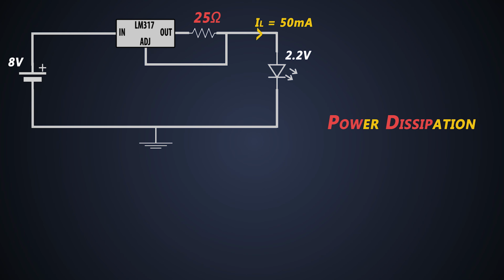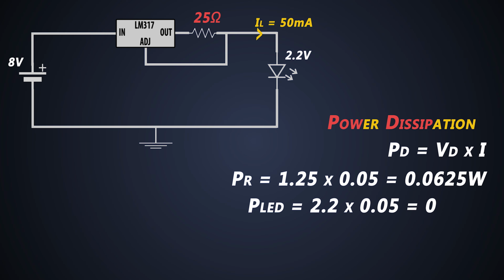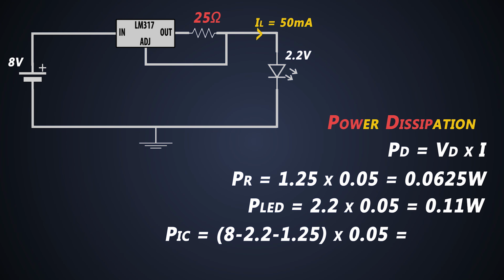Now the power dissipation of the components used in the circuit can be calculated as voltage drop across the component and current flowing through it. So the power dissipation across the resistor will be around 62.5 milliwatts. The power dissipation across LED will be around 110 milliwatts. And the power dissipation across LM317 will be around 227 milliwatts.